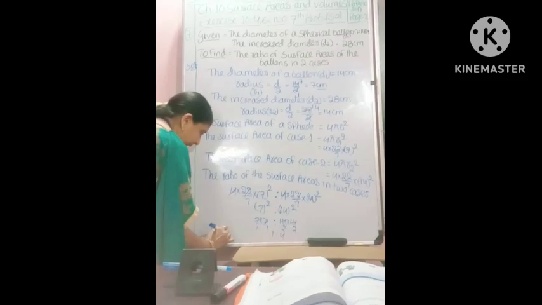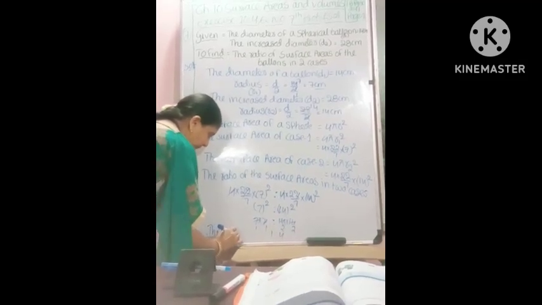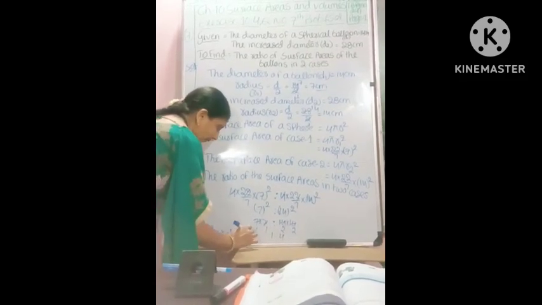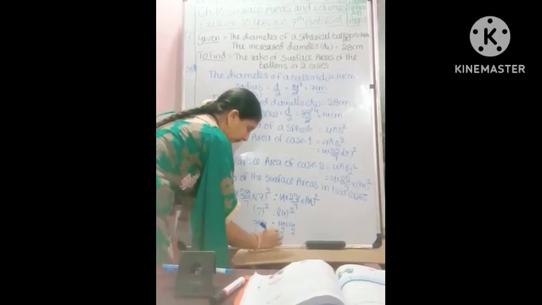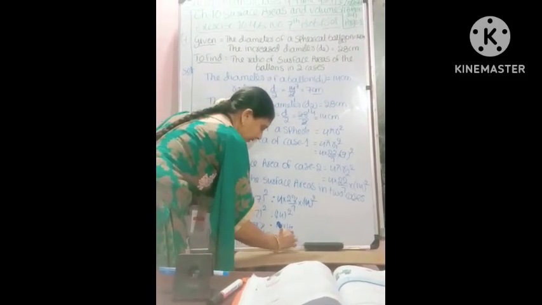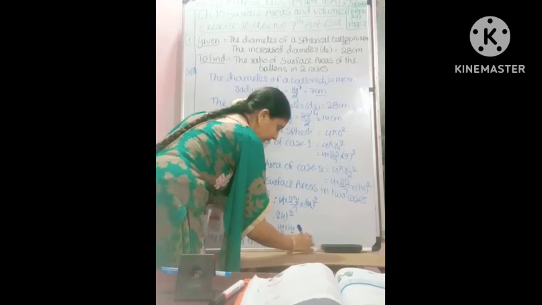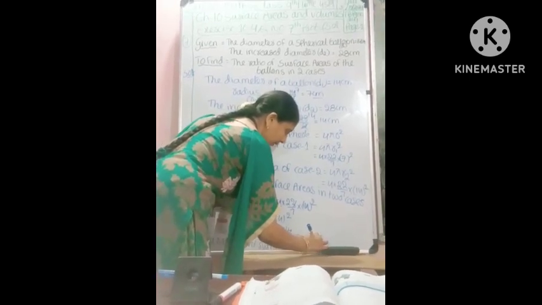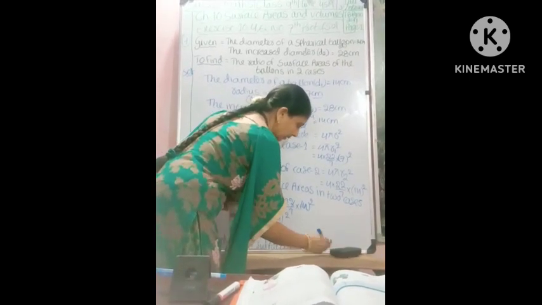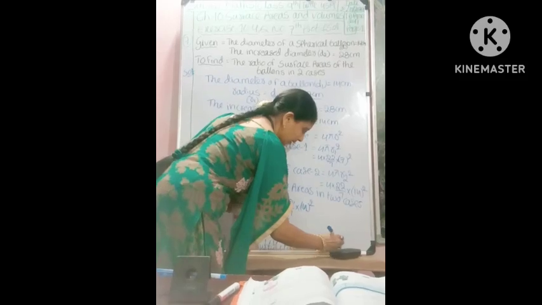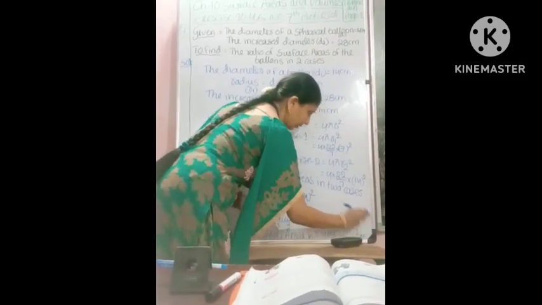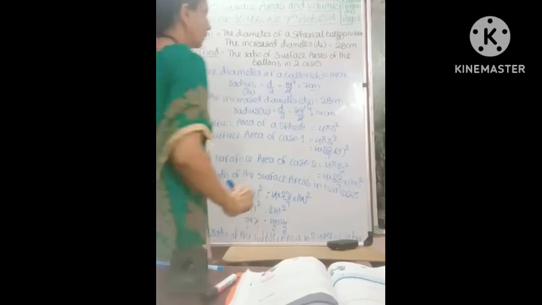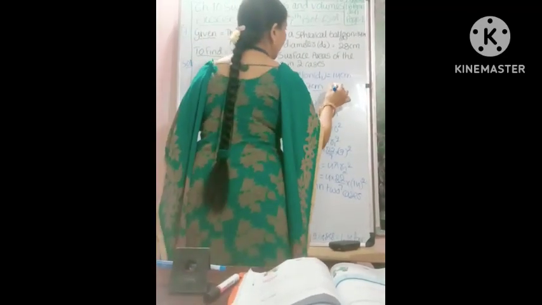What's the ratio of both cases? Therefore, the ratio of the surface areas in two cases is equal to 1:4. Are you understood? Yeah, I'm explaining the first diagram again.